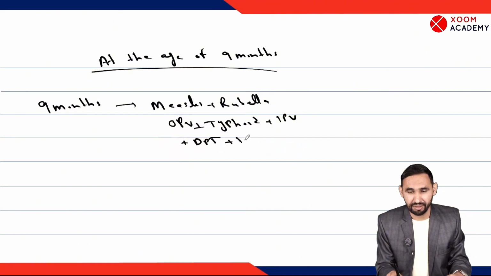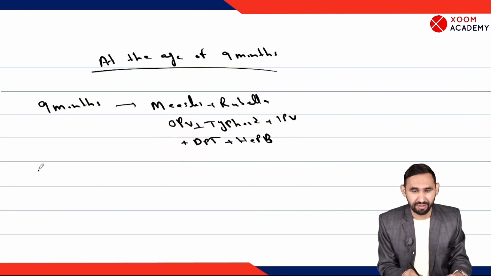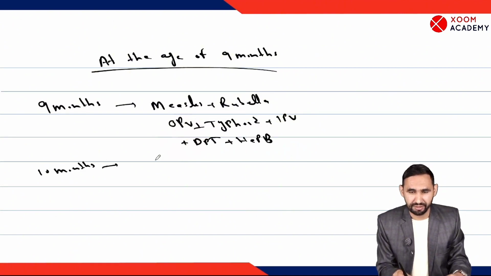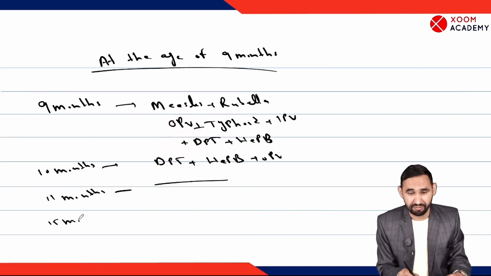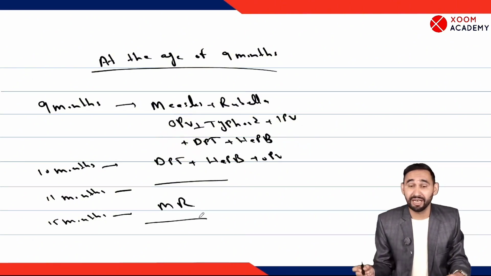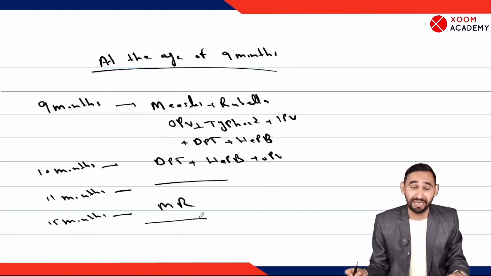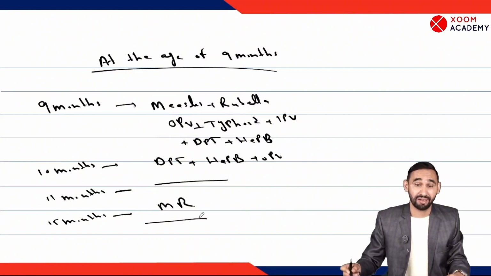You can also give hepatitis B. At the age of 10 months, you can repeat DPT, hepatitis B and oral polio. At the age of 11 months, the same are repeated. And at the age of 15 months, measles and rubella vaccine should be given. The aim is to protect the child against these communicable diseases. The aim is to provide immunity to the child.